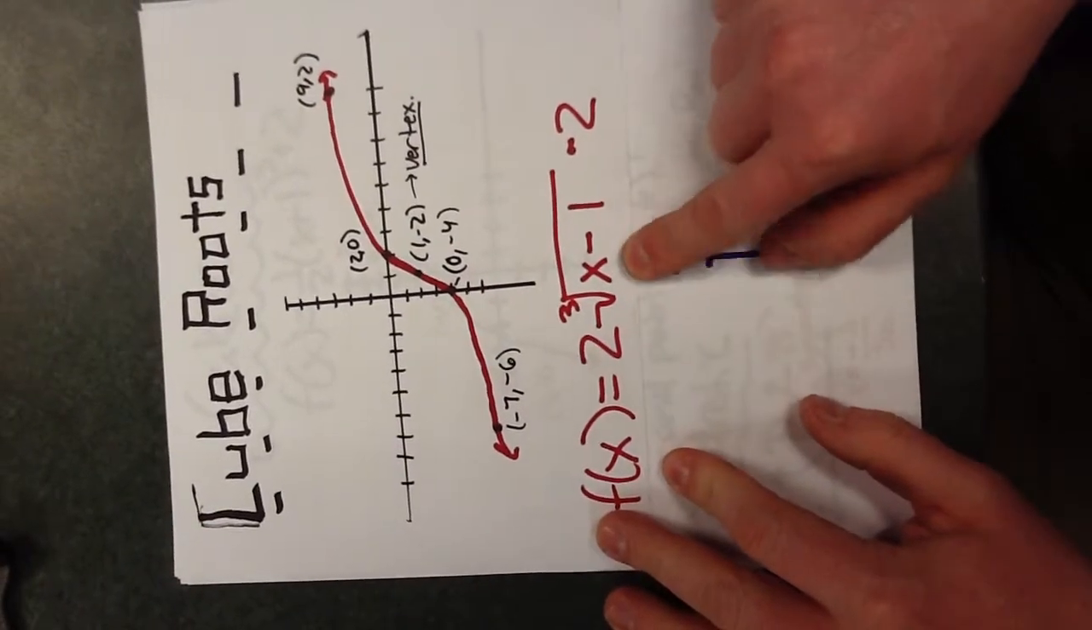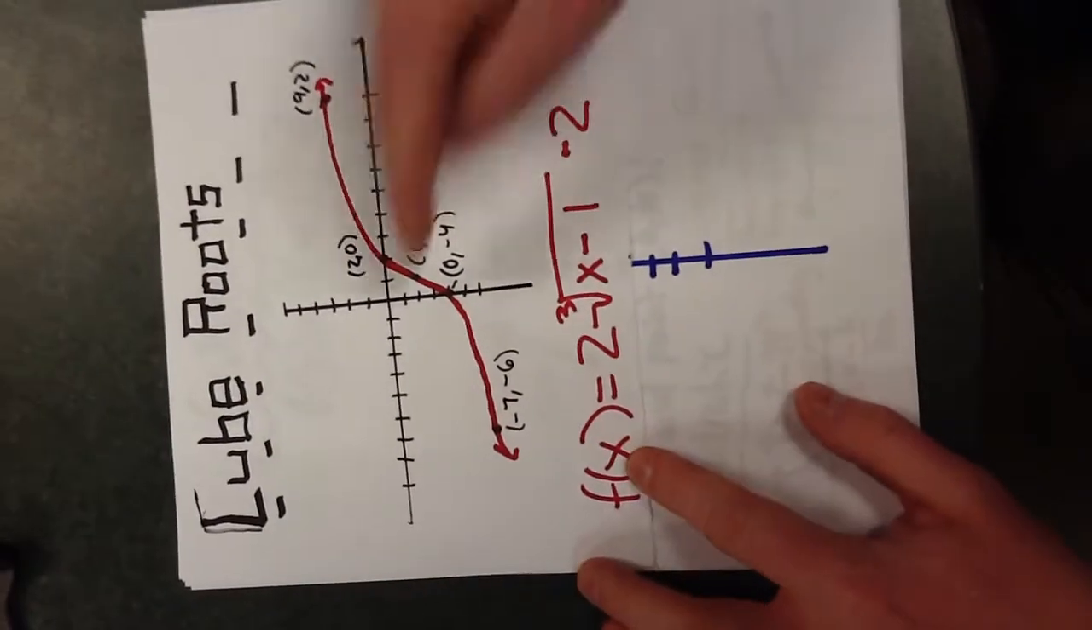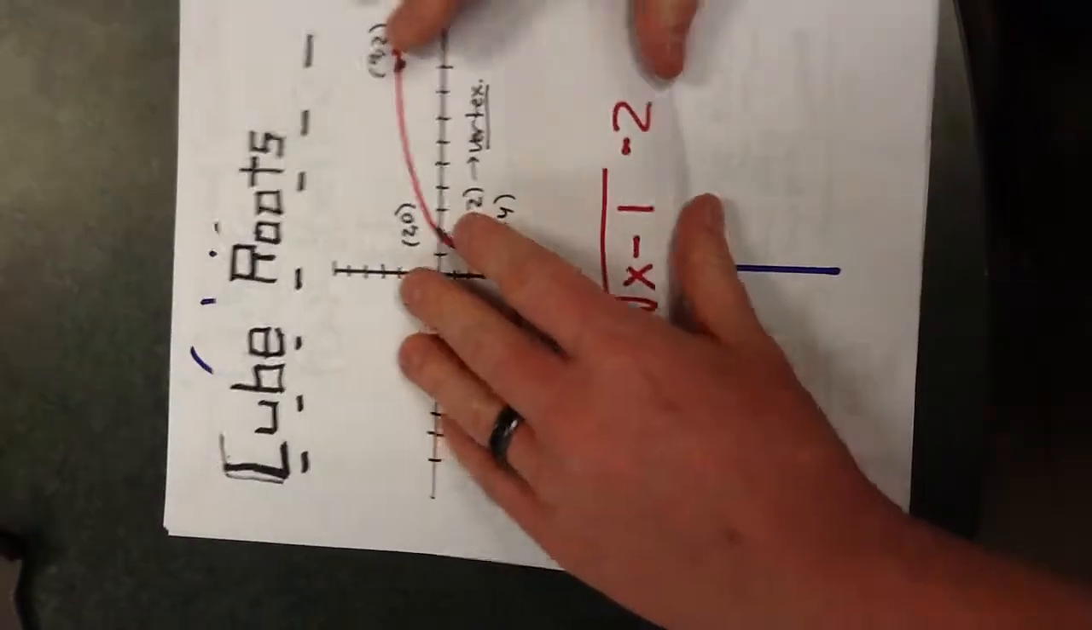2 times the cube root of x minus 1, minus 2. And it looks like so. Well, we move it to the right 1 and we move it down 2. So there's our starting point.